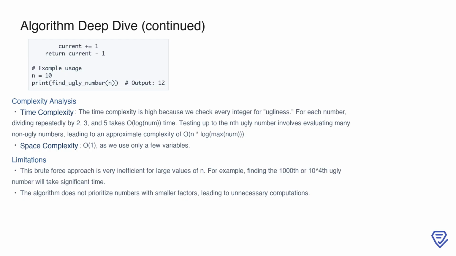The time complexity is problematic because we test every integer up to the nth ugly number, including many that are not ugly. For each number, dividing repeatedly by 2, 3, and 5 takes log(number) time, and testing a large range of numbers results in an approximate complexity of n * log(max number). On the other hand, the space complexity is O(1), as we only use a few variables. Despite its simplicity, this brute force solution struggles with large values of n, such as 1000 or 10,000, where the sheer number of irrelevant computations becomes overwhelming.